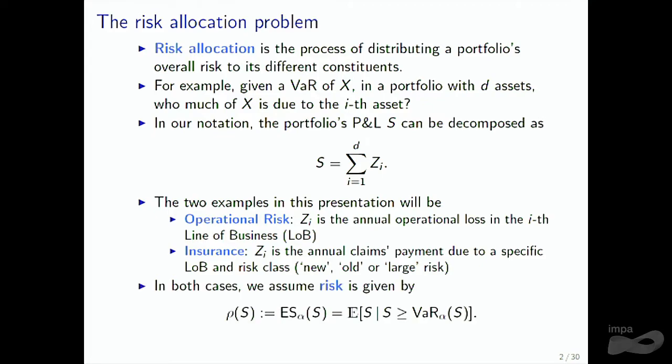So in both cases, I will assume that the risk of the portfolio is being measured as a function rho, and this function rho will be the expected shortfall of the portfolio in this case. So expected shortfall or conditional value at risk. So for me here, all the Z_i will be positive random variables. So that's the definition of the expected shortfall in this case.